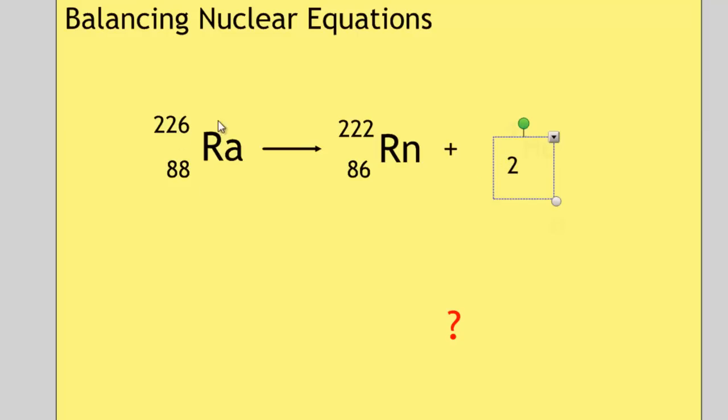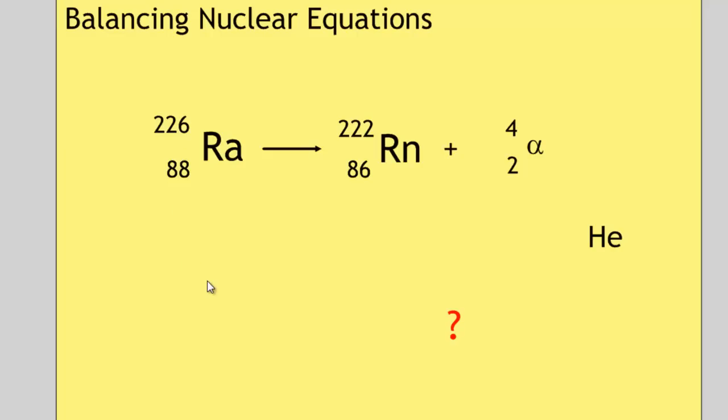Over here on this side, we've got 226. We've got 224 over here, which means that we need 4. And if we need 4, well, essentially, what does that equate to? Well, a 4 basically means that it is an alpha particle. So we could write it as 4,2 helium, or we could sub in the alpha particle. Either way really is perfectly fine. It depends on how they have it on the test. So remember, the gist of this is just that you're trying to add everything up.